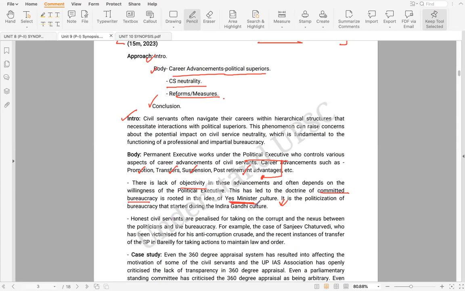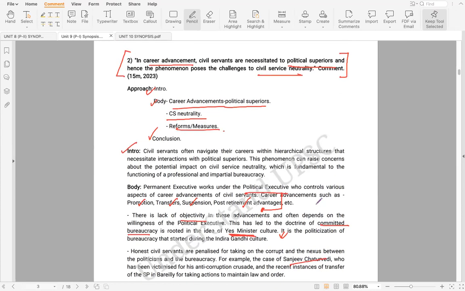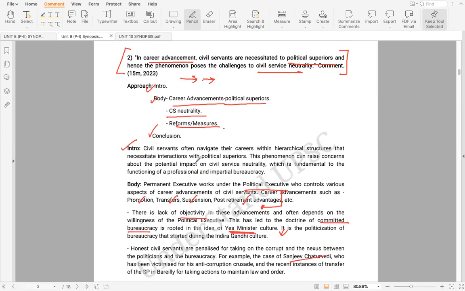It is the politicization of bureaucracy that started during the Indira Gandhi era. Honest civil servants are penalized for taking on the corrupt nexus between the politicians and the bureaucracy. For example, the case of Sanjeev Chaturvedi, who has been victimized for his anti-corruption crusade, and the recent instances of transfer of the SP in Bareilly. You have heard about Ashok Khemka. So these are some examples that you can directly take from your ethics notes, wherein you're talking about civil servants who are being honest but being punished. So this is also one unit in which you can try to include ethics examples and case studies.